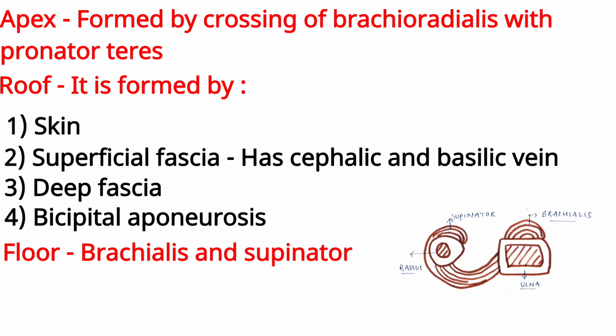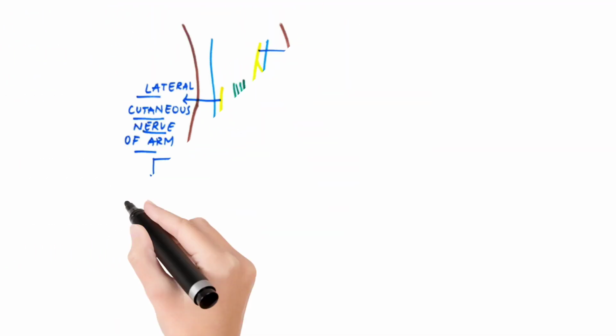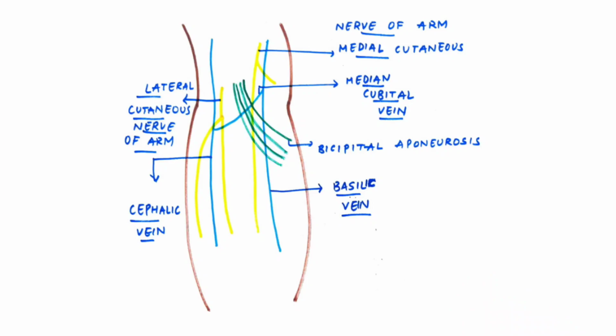Now coming to the roof of the cubital fossa. The roof of the cubital fossa is formed by multiple layers, basically 4 layers. These are, from above downwards, as follows. The first layer is skin of our elbow to be precise, then superficial fascia, then deep fascia, and after that the tendon of the muscle of the front of forearm, that is biceps brachii. So the tendon of biceps brachii, also known as bicipital aponeurosis, forms the lowest layer of the roof of the cubital fossa.